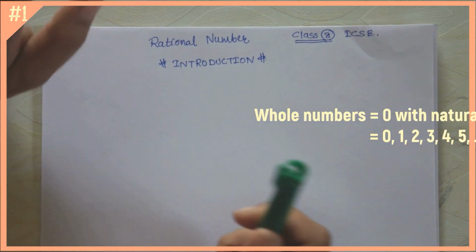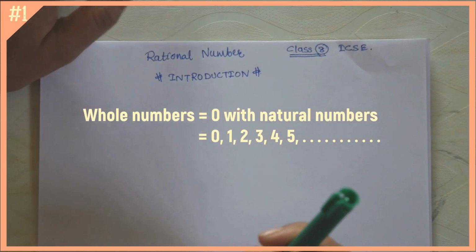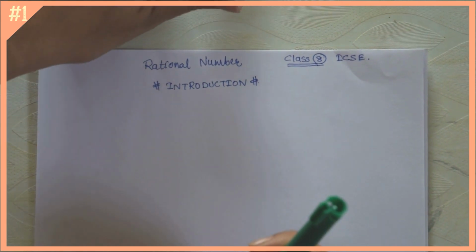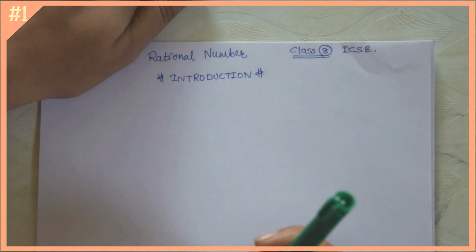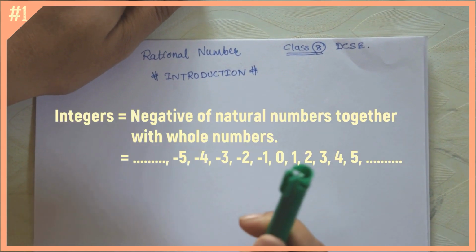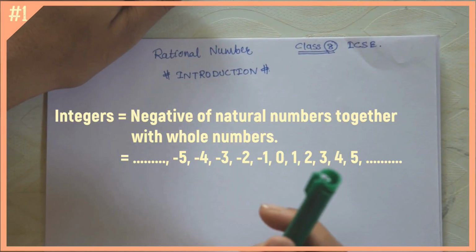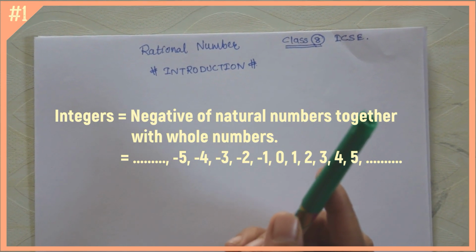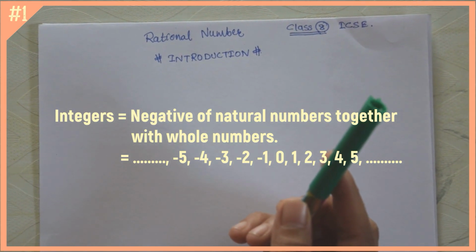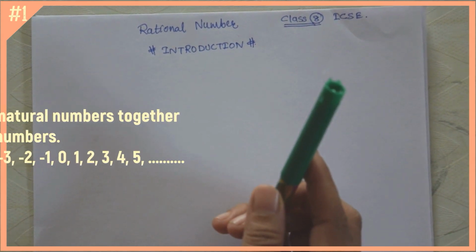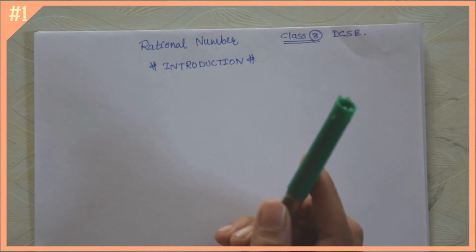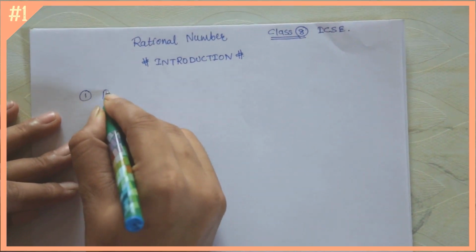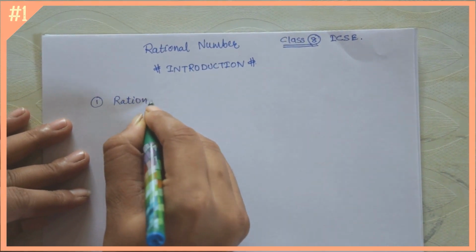Secondly, we have seen what whole numbers are. They are 0 with natural numbers. So 0, 1, 2, 3, and so on. Then we all are aware of integers as well. Negative natural numbers together with whole numbers, right? So integers are, for example, -3, -2, -1, 0, 1, 2, 3, and so on. They extend to both sides of the number line. Now we'll come to the topic rational numbers.